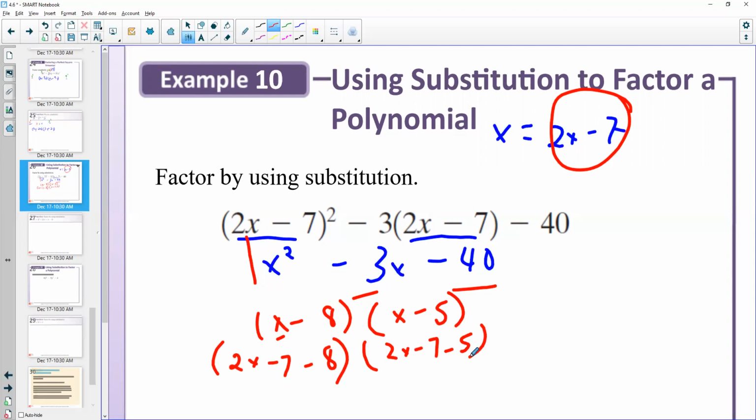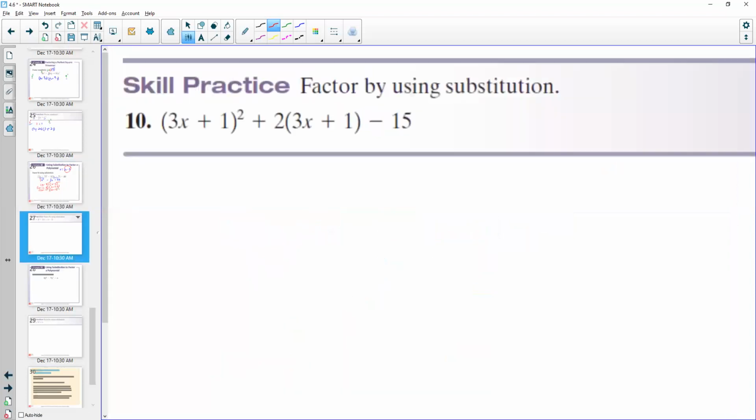And I'm going to combine like terms because it's messy to leave this like this. It's like not cleaning up after dinner. So 2x minus 15 and 2x minus 12. It's done. We've substituted. Let's try one more like that. You see the same thing, try it.